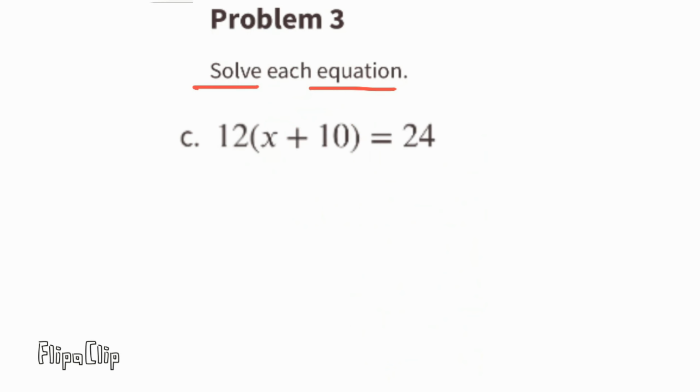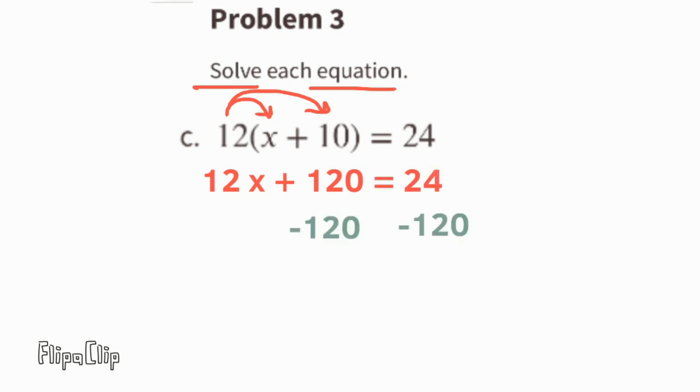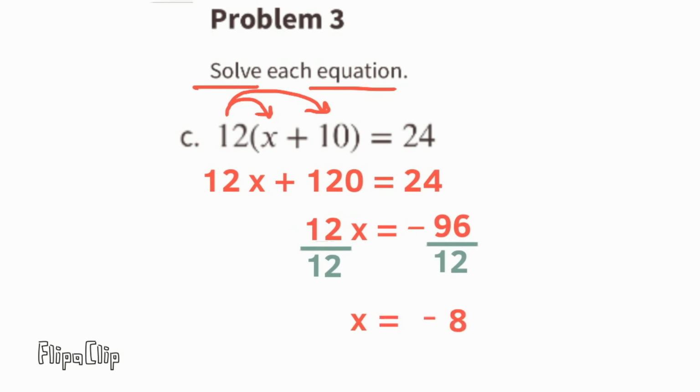C. 12 times x plus 10 equals 24. 12 times x is 12x plus 12 times 10. That's 120. 12x plus 120 equals 24. Subtract 120 from both sides and divide both sides by 12. X equals negative 8.